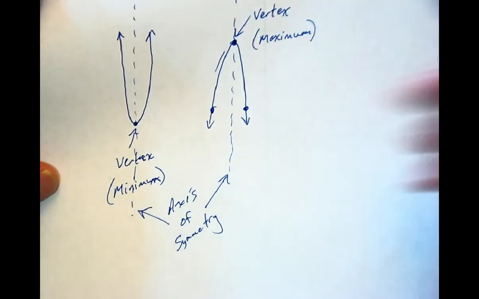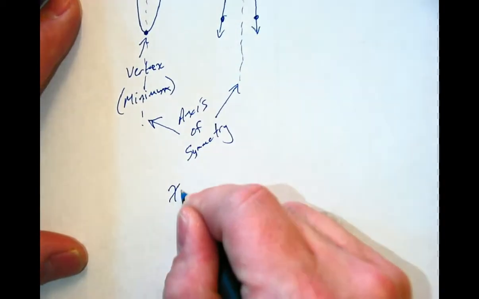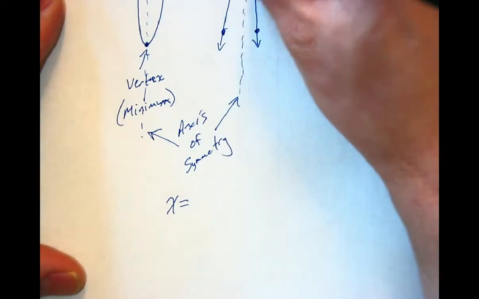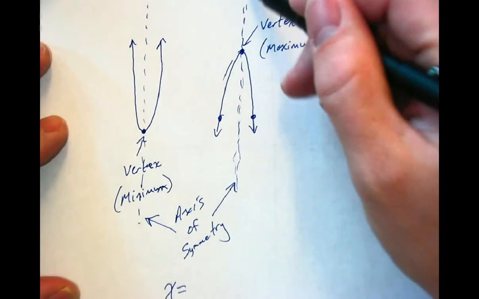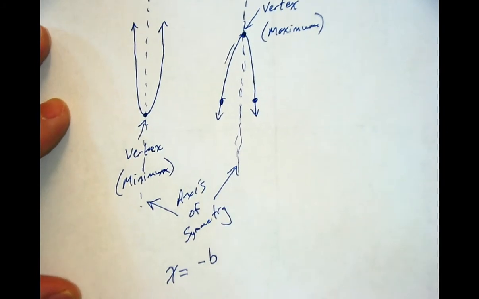Now I'm going to tell you that the equation for the axis of symmetry is x equals, because it's a line that only crosses the x-axis. The equation for that axis of symmetry is x equals the opposite of b, or negative b, over 2a. Negative b over 2a. That tells us the equation for the axis of symmetry.